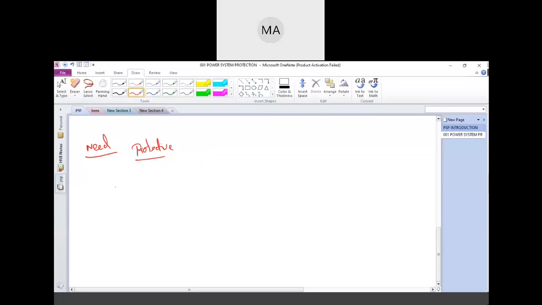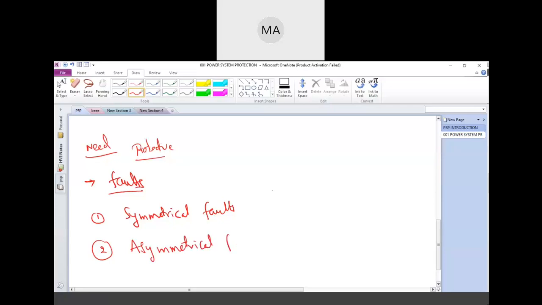There are two types of faults here. The first one is symmetrical faults, and the second one is asymmetrical faults. So symmetrical faults and asymmetrical faults are the two types. First, the symmetrical faults.